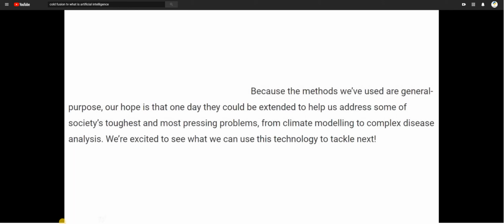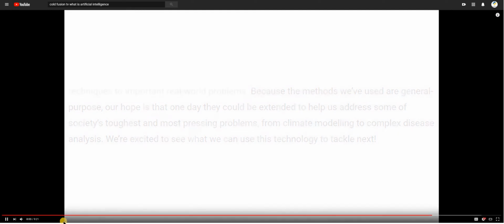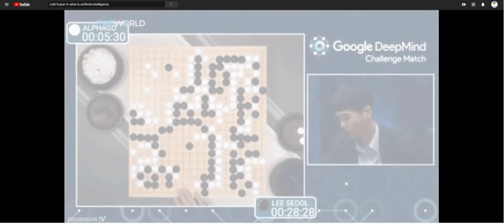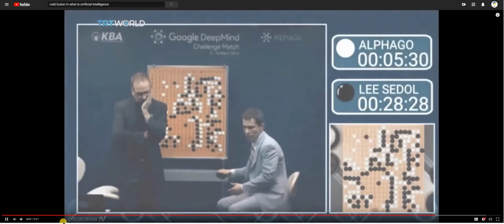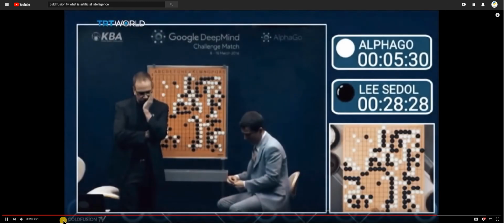He goes on, quote, "Because the methods we've used are general purpose, our hope is that one day they could be extended to help us address some of society's toughest and most pressing problems, from climate modeling to complex disease analysis." End quote. In other words, the algorithms that AlphaGo used to win Go could serve as a basis to be applied to very complex problems.